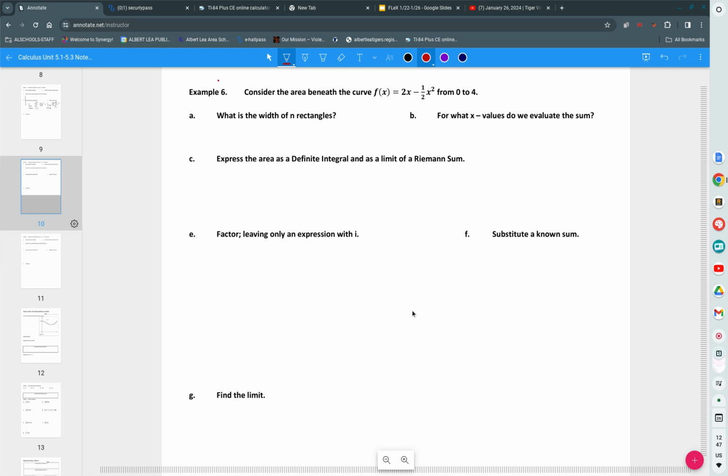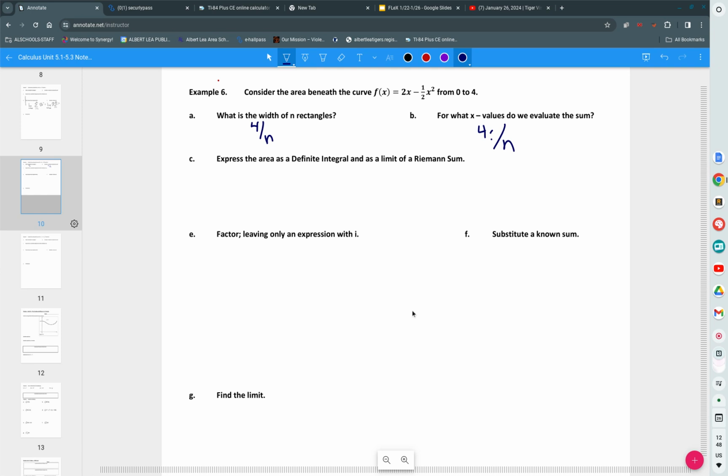What is the width of n rectangles? 4 over n. Excellent. 4 over n. For what x values do we evaluate the sum? 4i over n.